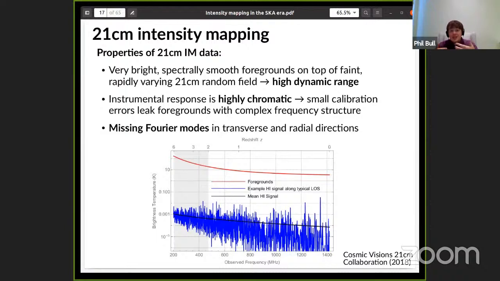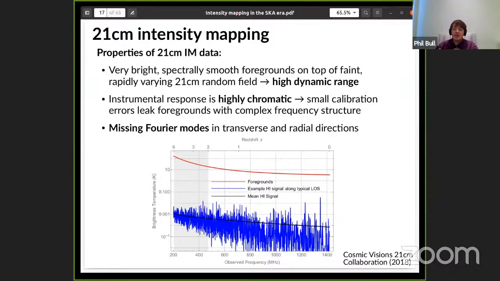So the basics of the data are you have this very bright but spectrally smooth foreground emission way above this faint but very rapidly varying 21 centimeter emission. So it's a high dynamic range problem. But we don't see this directly. We see this through a telescope, an instrument that has what we call a highly chromatic, so a highly frequency dependent response. So even very small calibration errors, very small mistakes in how well it's calibrated, can mistakenly give you a quite complicated frequency structure. So that bright, smooth red line can get turned into something that fluctuates if we don't do a good job of the calibration.